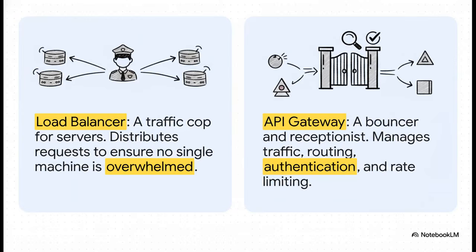Well, we've got 2 main tools for the job. Over on the left, you have the load balancer. The best way to think of this is a simple traffic cop. Its only job is to see a line of cars coming and direct them into different lanes, so nobody gets stuck in a jam. Super effective. But on the right, you have the API gateway. This is way more than a traffic cop. It's like a bouncer and a receptionist rolled into one. It doesn't just direct you, it first checks your ID, asks what your business is, and makes sure you're allowed to be here before it even lets you inside.